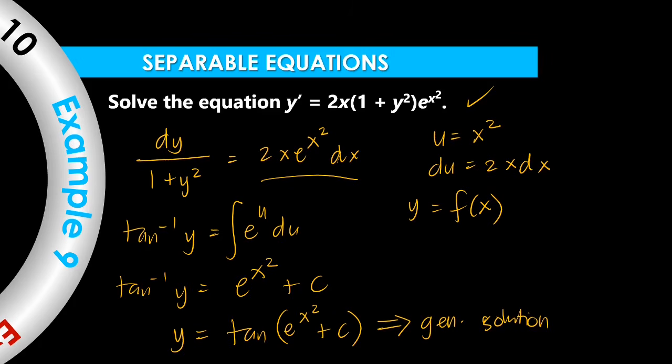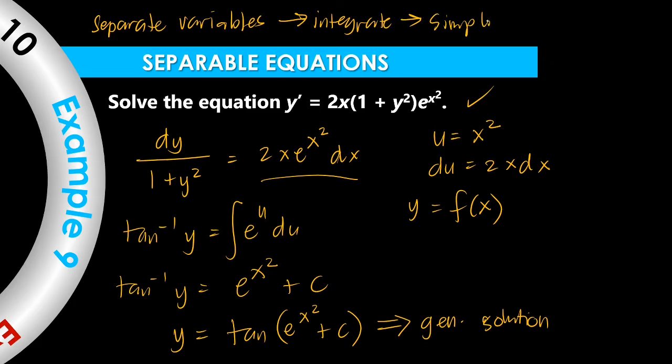As you have seen, it's easy to do, no? Just separate x and y, once separated, integrate, once integrated, simplify. Let's write the summary. Separate variables by some algebraic manipulation. The next step is to integrate both sides and then simplify the final answer. That's it. It's just that simple.